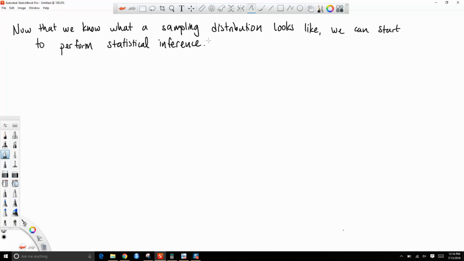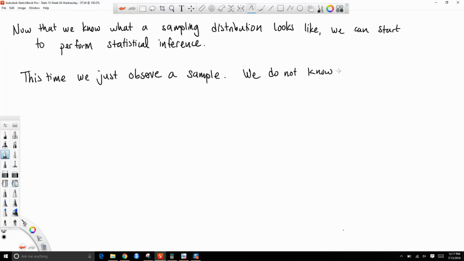all right, so what's going to happen here is we're going to say, this time we're just going to observe a sample, and we do not know what the population looks like. So based on our sample, what can we say about the population?